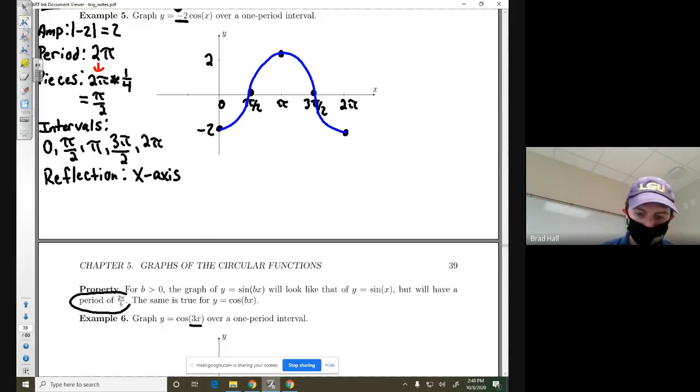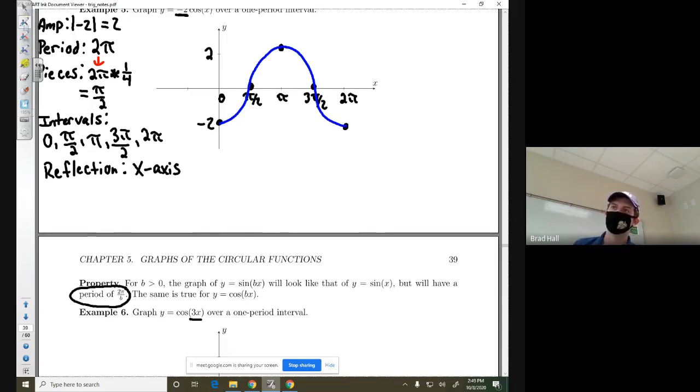This is more crucial of a point than its small text implies. By multiplying a number to the x variable directly, you are changing the period of the graph. That means that it will oscillate more quickly or more slowly, depending on the number. And we're going to see how that affects things in example 6 here.